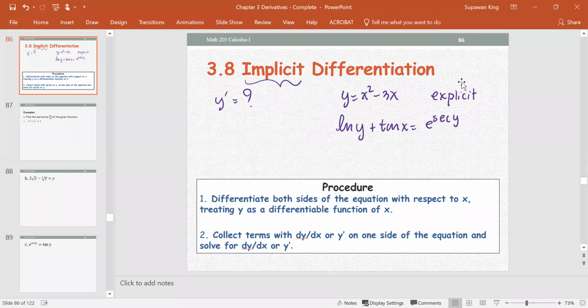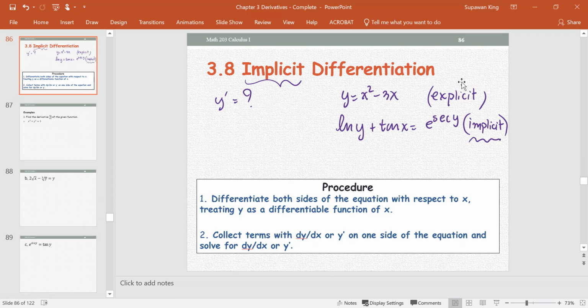For this situation, y is not easy to solve, or maybe it cannot be solved at all. This case we call the implicit function. And our goal is to find y prime for the implicit situation.